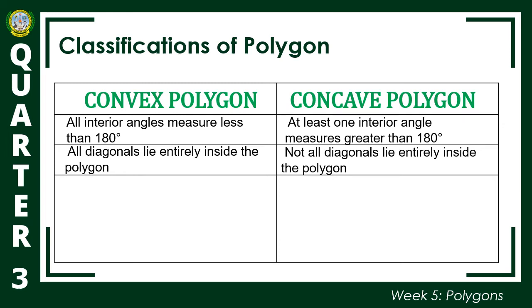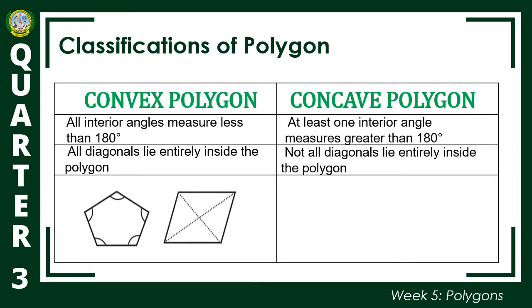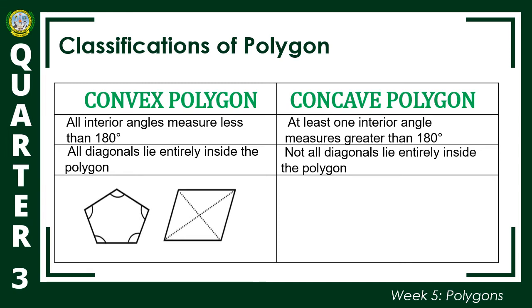So, here are some illustrations. Yan, sa atin pong convex polygon, as you can see, dun po sa first figure natin, all the angles are obtuse. Okay? And since obtuse po yun, that is less than 180 degrees. And then, on the second figure naman po, the two diagonals are both inside the polygon. Okay? So, this polygon.